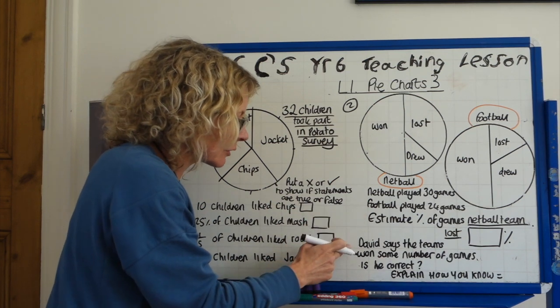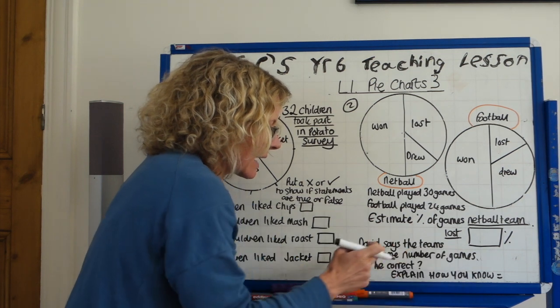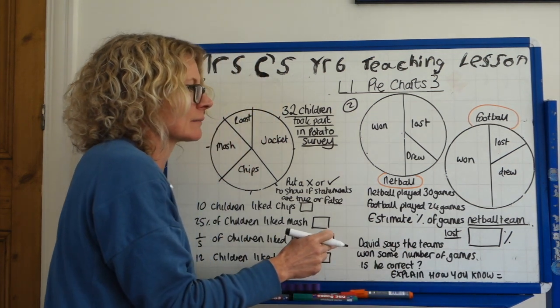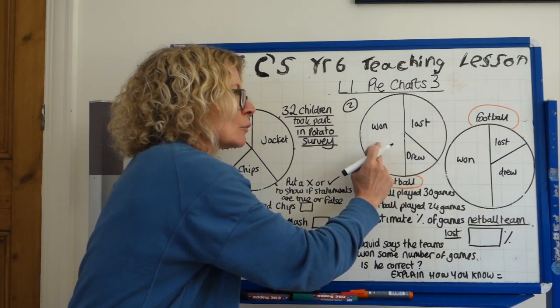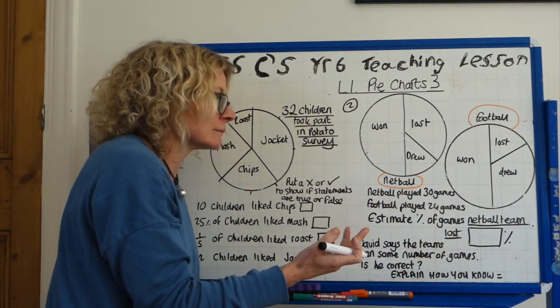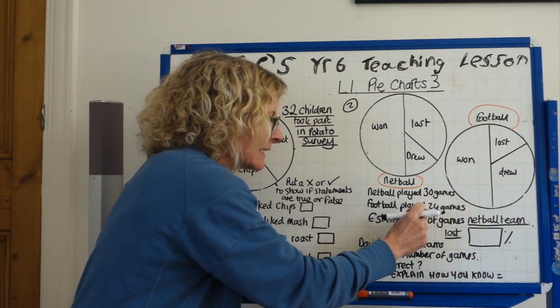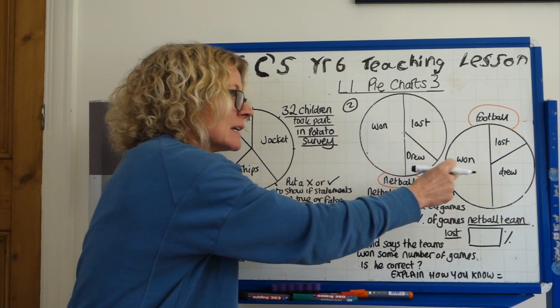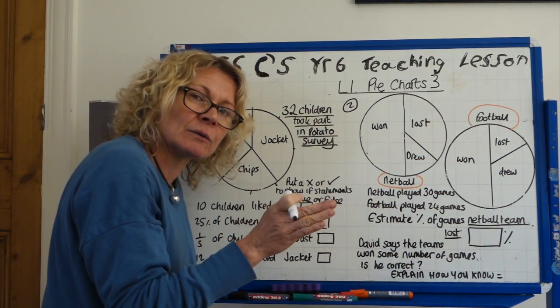Okay, the second part of the question. David says the teams won the same number of games. Is he correct? Now, it looks as though they both won half their games. Would you agree? But you need to look at how many games were played. And is half of 30 the same as half of 24? I'll leave it with you.